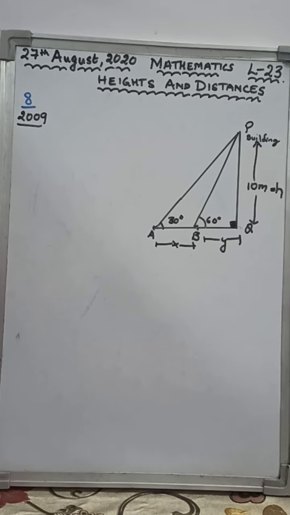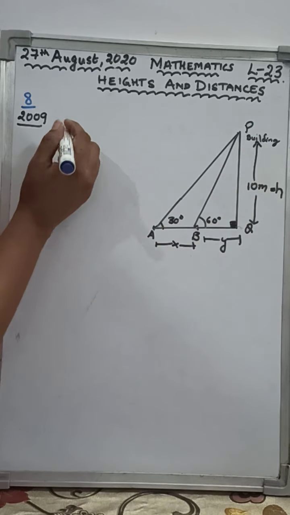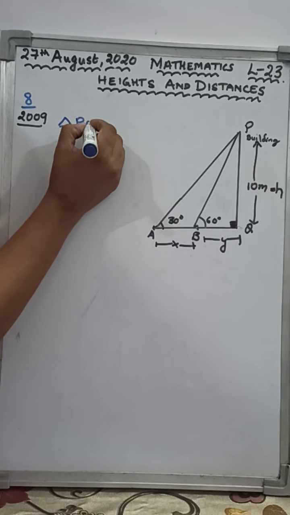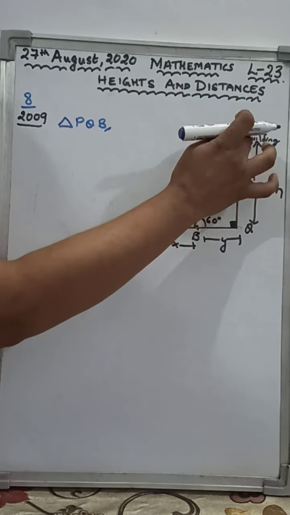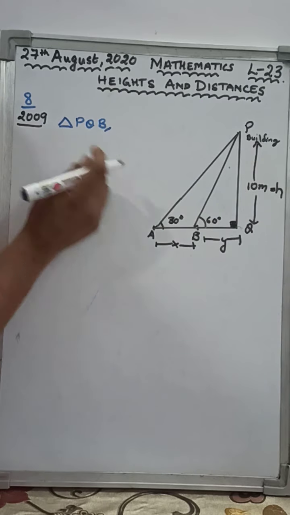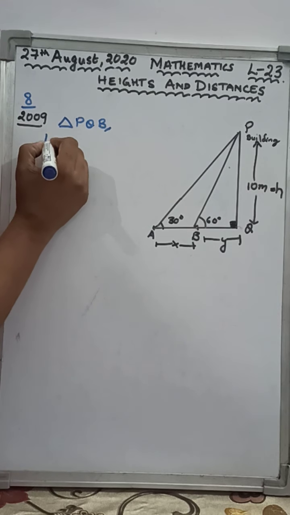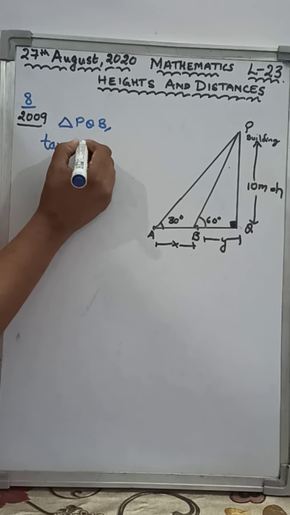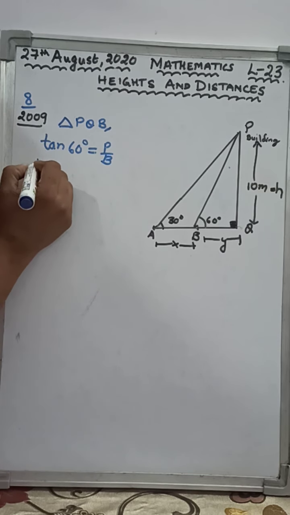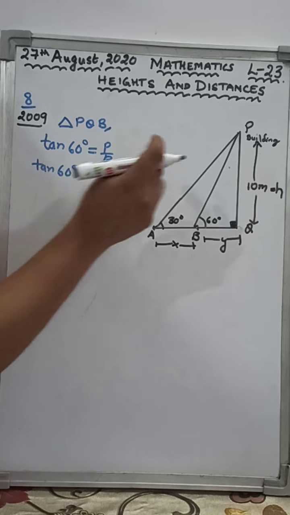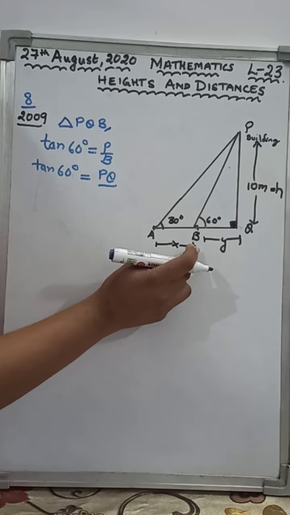So first of all, you will take triangle PQB. Right angle triangle PQB. Perpendicular and base. So which trigonometrical ratio? That is tan. Tan 60 will be equal to perpendicular upon base. So here the perpendicular in this triangle is PQ. Base is BQ.